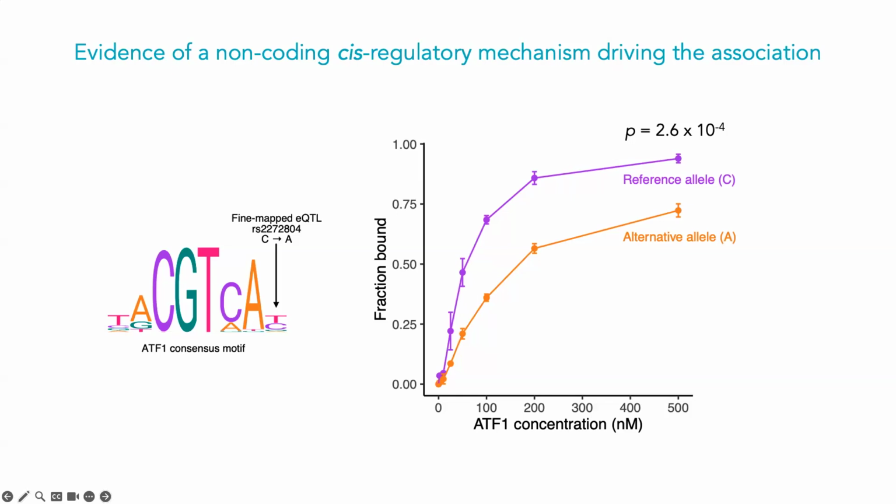And what we see is that, consistent with the eQTL effect, a DNA construct containing the alternative allele, the risk allele for aneuploidy, is associated with lower binding of ATF1 in vitro, suggesting a potential mechanism driving this genetic effect on expression.